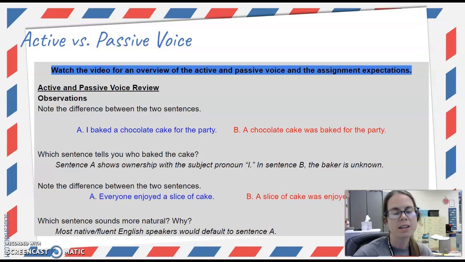Today's grammar topic is active versus passive voice. So, active and passive voice are different ways of formatting a sentence. Observe. Note the difference between the two sentences.